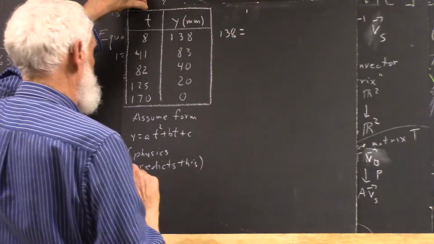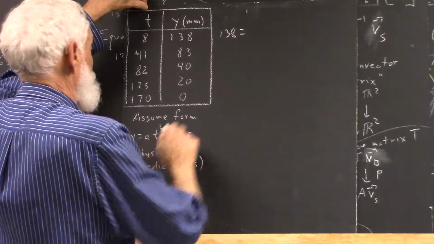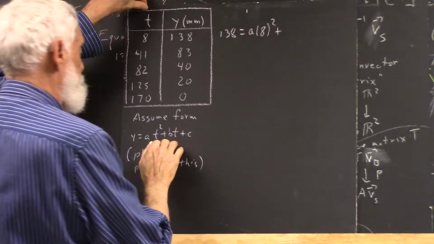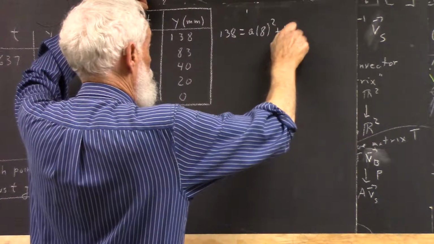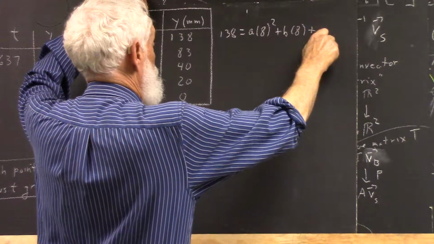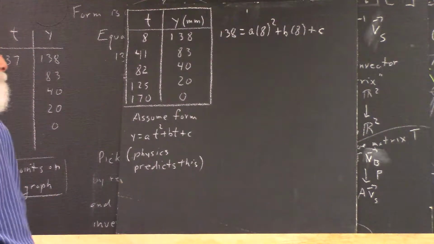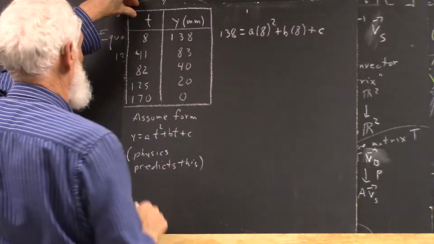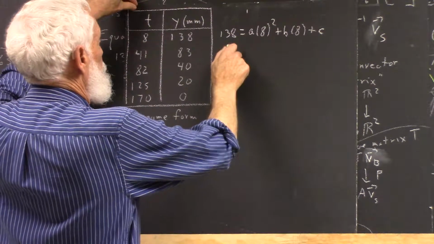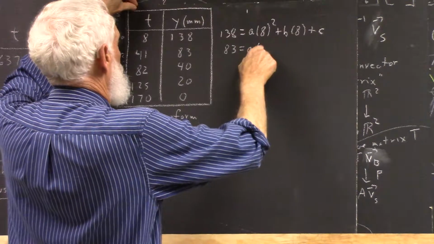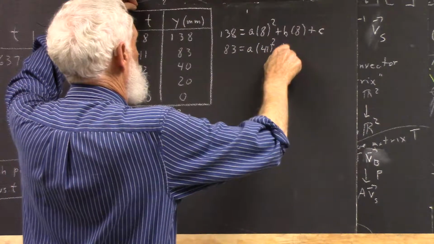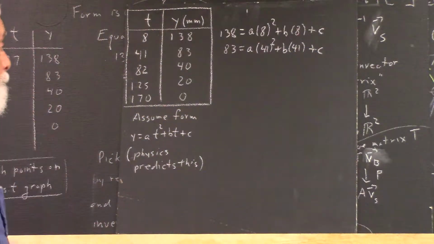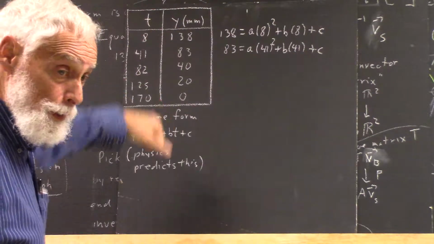and that's going to be equal to a t squared, right? That's a times 8 squared plus bt, which is b times 8, plus c. And there's our first equation. And our second equation is going to be what? Y is 83 now. It's going to be 83 equals a times 41 squared plus b times 41 plus c. Okay, well, then we're going to get 3 more equations.